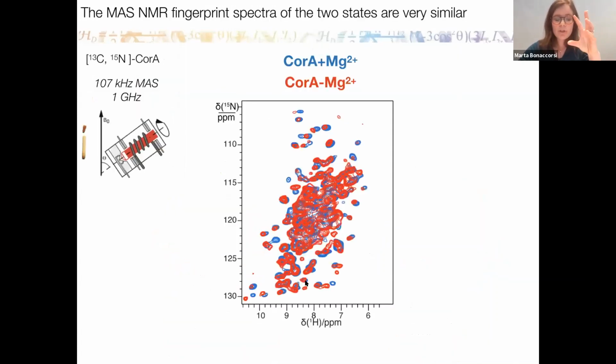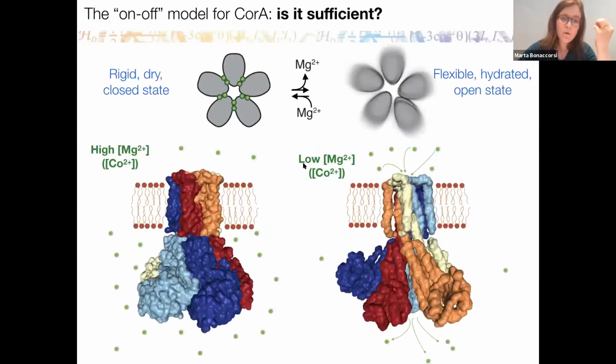If we use this approach on the two limiting states of CorA, that is in the presence of high concentration of magnesium and in the absence of magnesium, we observe that the fingerprint spectra, the 2D correlation spectra, are very similar. This is quite puzzling with respect to the on-off model proposed by X-ray and cryo-EM. So we can wonder if this model is sufficient to understand the behavior of this channel. This is what drove us to start investigating this system.